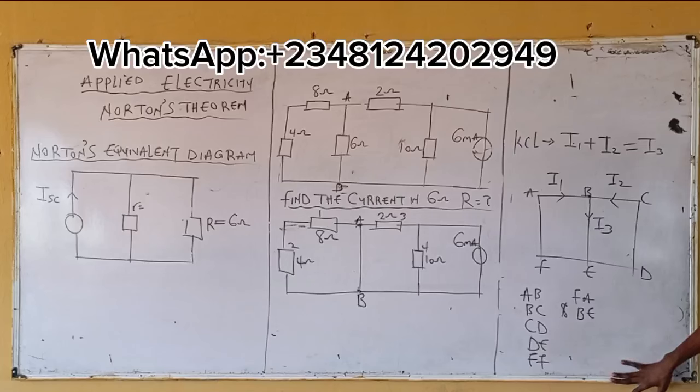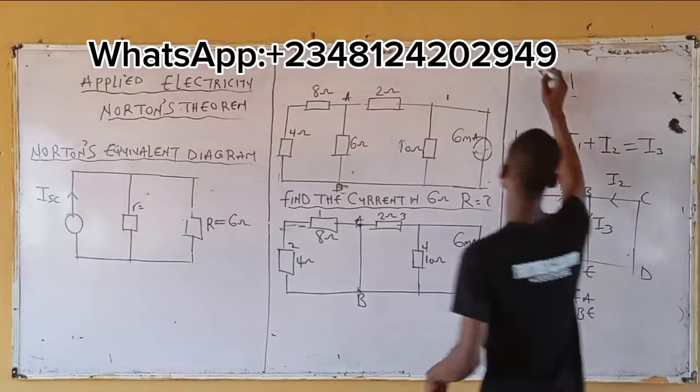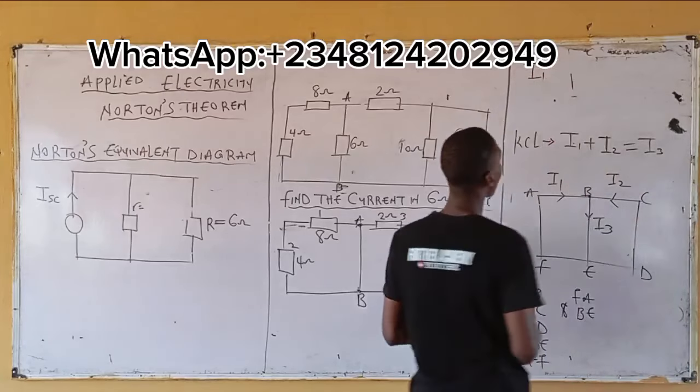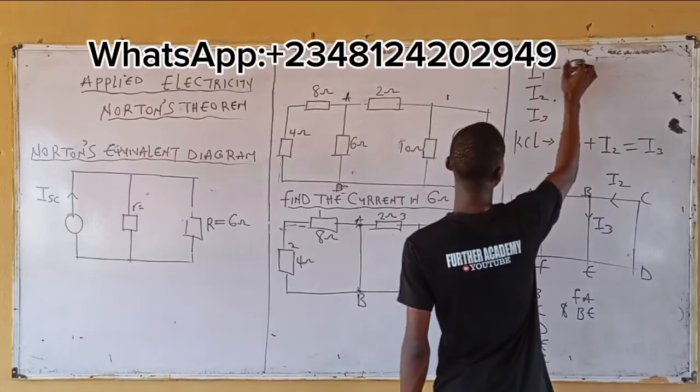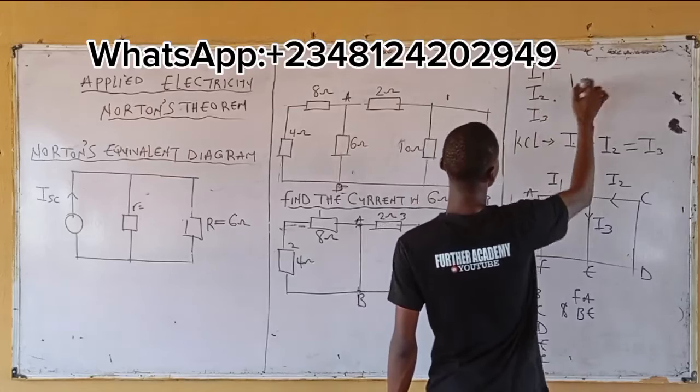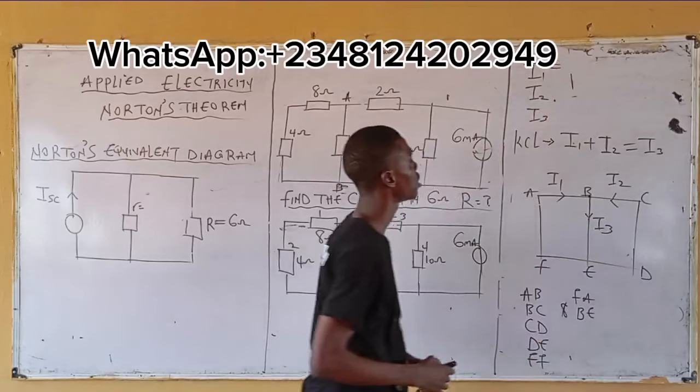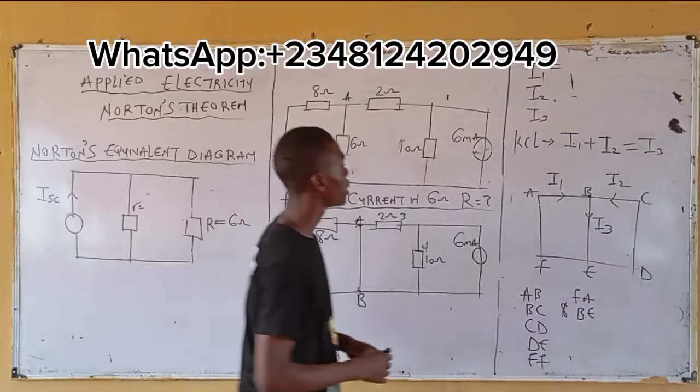True or false? Do you agree with me? These 6 branches that I have here, the current flowing through them is just 3. And they are what? I1, I2, I3. Now, what I want you to do for me is, for I1, I2, and I3, let's identify the branches that I1 is flowing through from this circuit. That's what? EF, FA, AB.